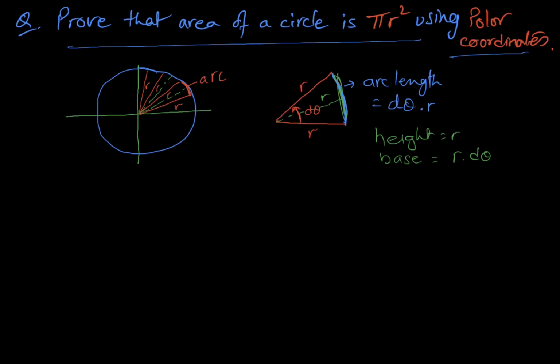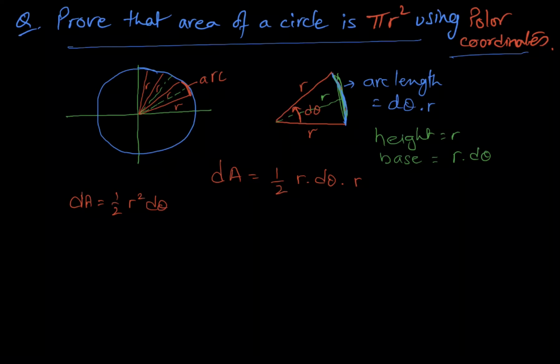To work out the area of all these sectors, we can now say that the area of this triangle formed is half times base times height. Because the area is very small, I can call it dA. We can also say now dA is equal to half times r squared d theta.